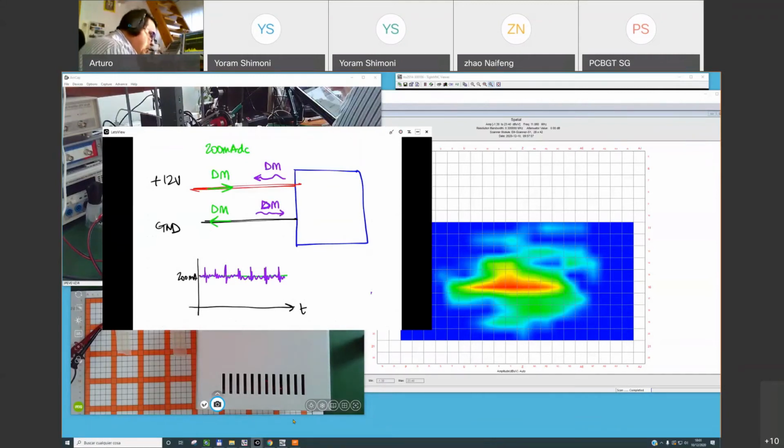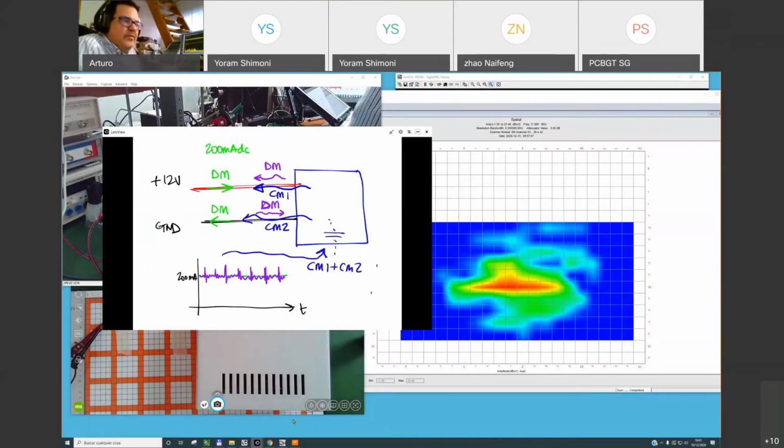Additionally, in blue color, I can plot what common mode means. Common mode is the current that is going in this direction, and is returning through some kind of unknown path, typically capacitive or direct connection to some kind of metallic chassis, or for example, some kind of the earth, the floor, or my body. Typically, this current is very difficult to control.